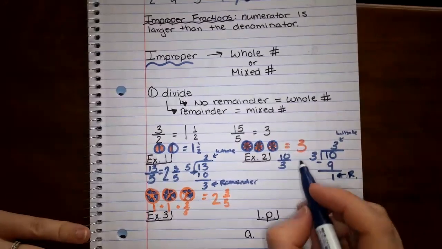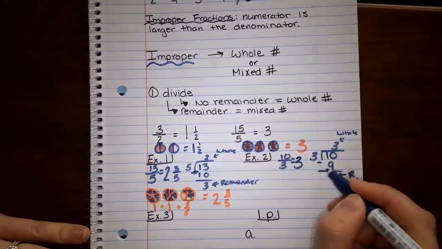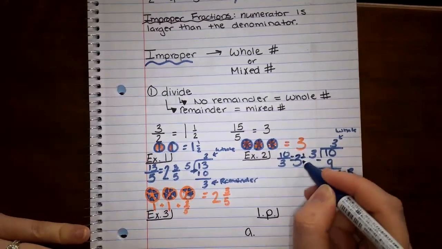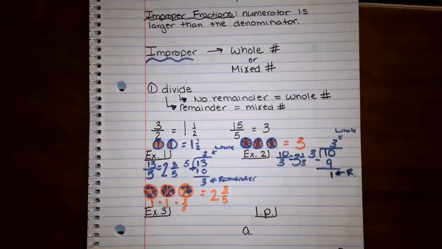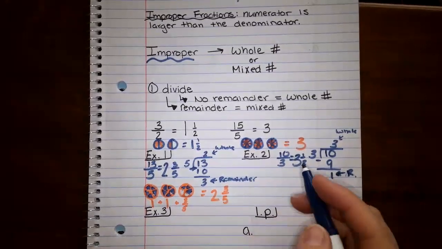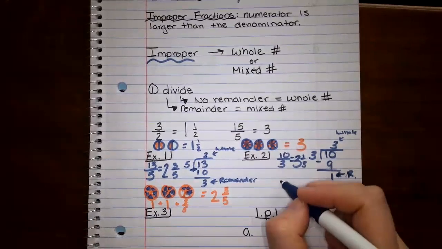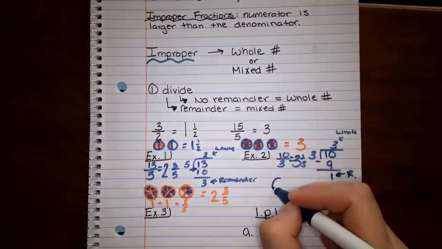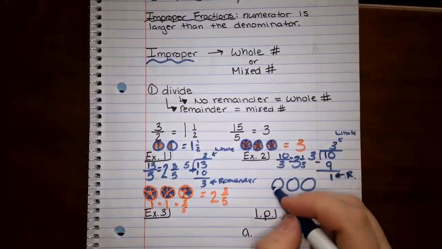Okay, so that means that 10 thirds becomes 3 as my whole number, 1 as my top number, 3 as my denominator. So 3 1/3. Now if I'm going to draw pictures again, I need to make circles that are divided into 3 parts. So I'm going to think I need to get to at least 10 parts. So I'm going to think I need at least 3 wholes. 1, 2, 3. Probably going to need one more.